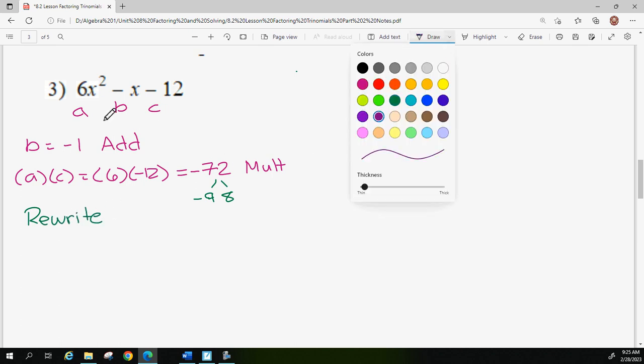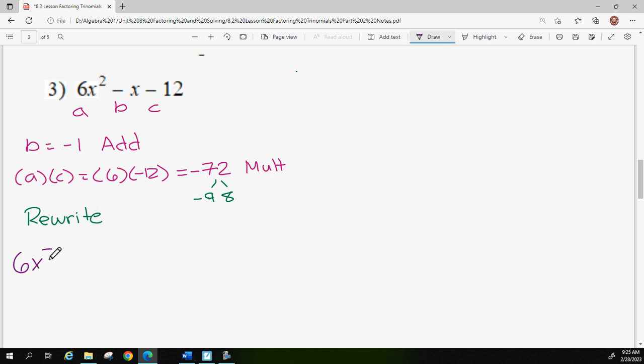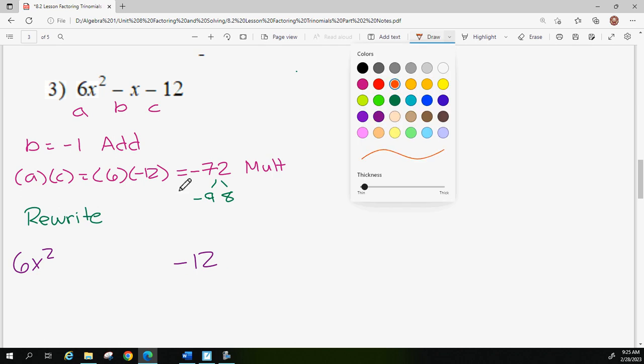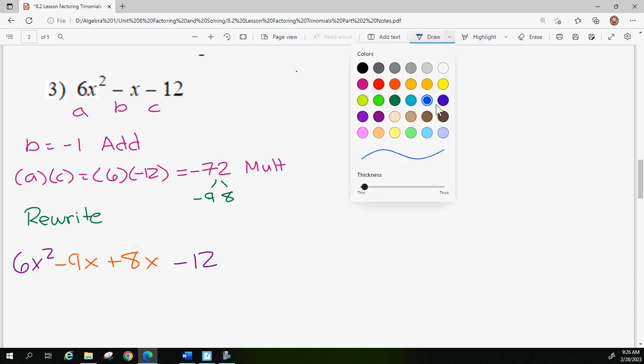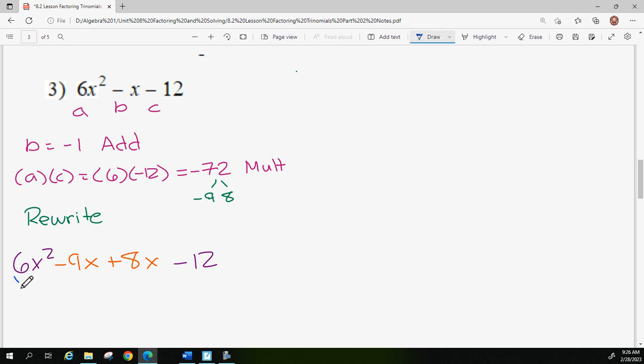Our original expression, we're going to start with that first term, 6x squared. We're going to end with our final term the same. The thing that changes here is that negative x is now negative 9x plus 8x. And we want to write these so that the first one, it looks like I have a greatest common factor with 6x squared. 8x looks like I can divide by the same thing as 12. The more you do these, the quicker you can see which ones to put together.